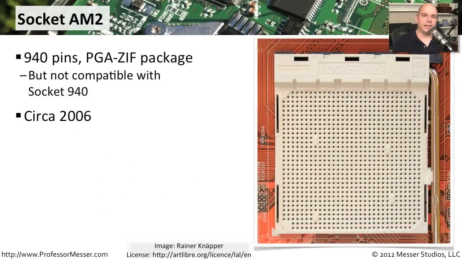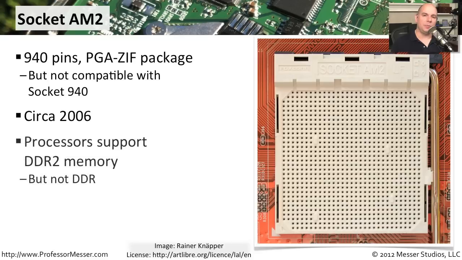In 2006, AMD released a new socket called the socket AM2. This socket also had 940 pins on it, but it was not compatible with the older socket 940 previous to this version. One significant change in the socket AM2 is that it allowed processors to use DDR2. And because you were not able to have that backward compatibility with the socket 940, we weren't able to use DDR memory, only DDR2 memory with the socket AM2.